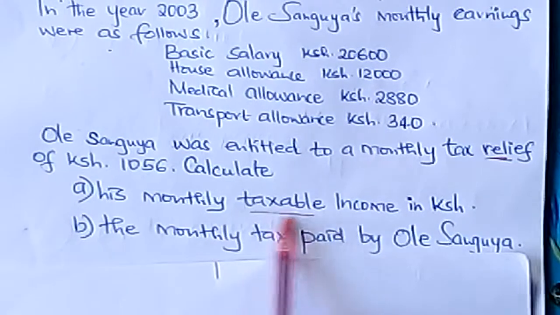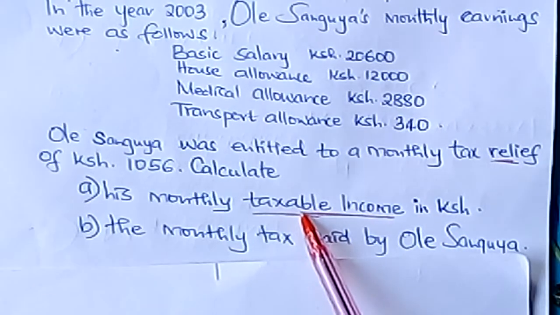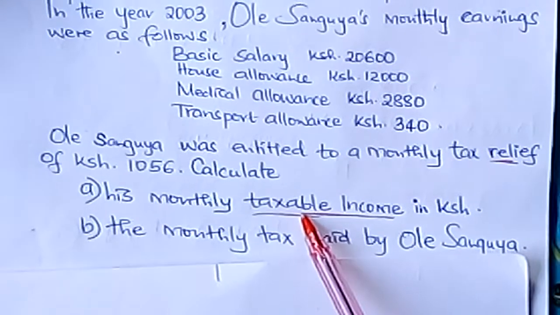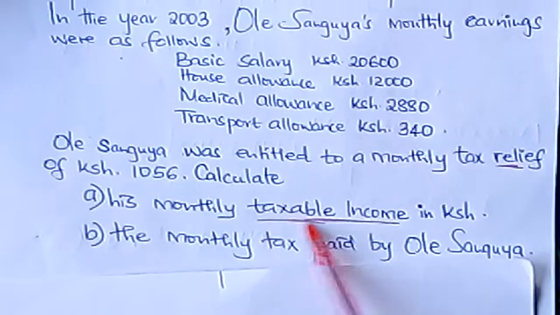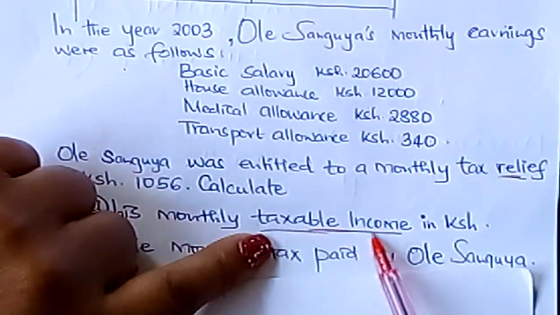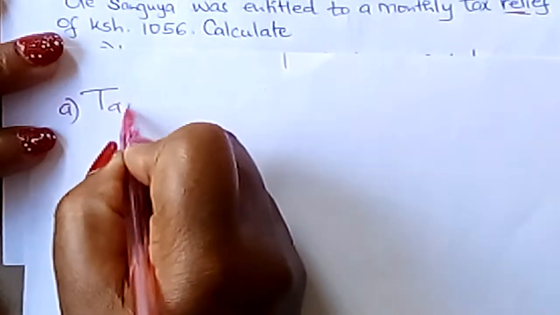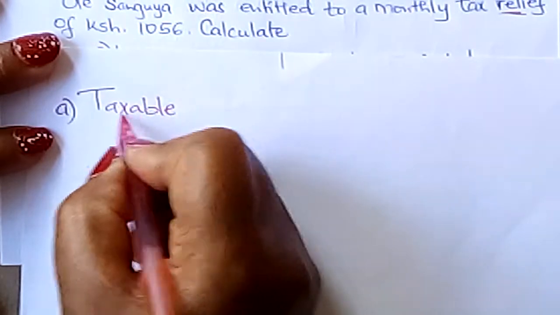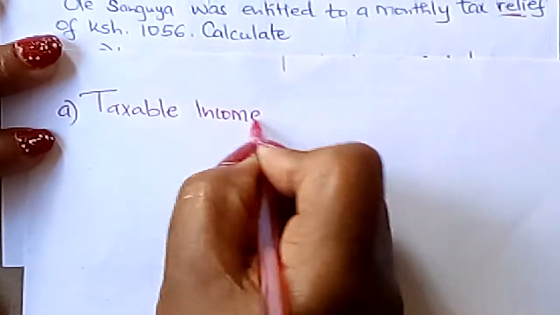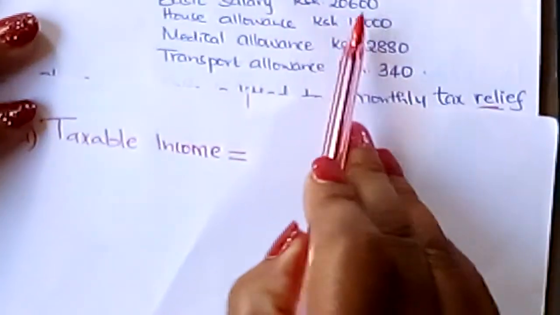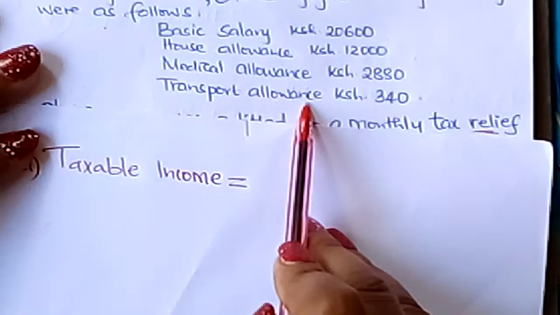Learner, taxable income is just the income that we should take to the table to be taxed. It is the money taken to the table to be taxed. And therefore, learner, how do we get Ole Saguya's taxable income? Here, we are told that his basic salary is this, and he has 3 allowances.